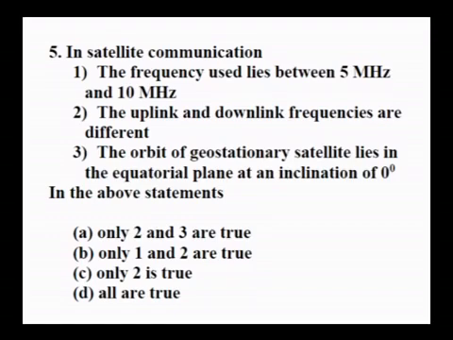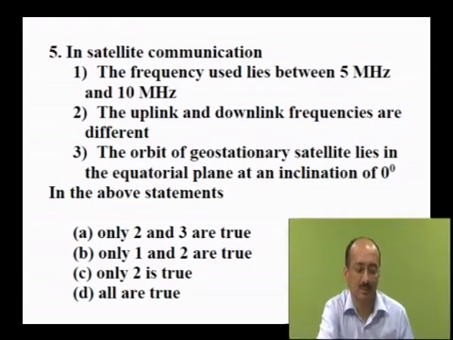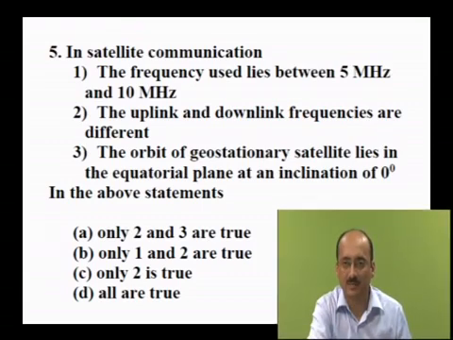In satellite communication, the frequency used lies between 5 megahertz and 10 megahertz. The uplink and downlink frequencies are different. The orbit of a geostationary satellite lies in the equatorial plane at an inclination of 0 degree. They are asking which of these statements is true. Like, say the frequency used lies between 5 megahertz to 10 megahertz, they have given. This generally will be for sky wave propagation. For satellite it will be much higher. So naturally the first one is not okay.